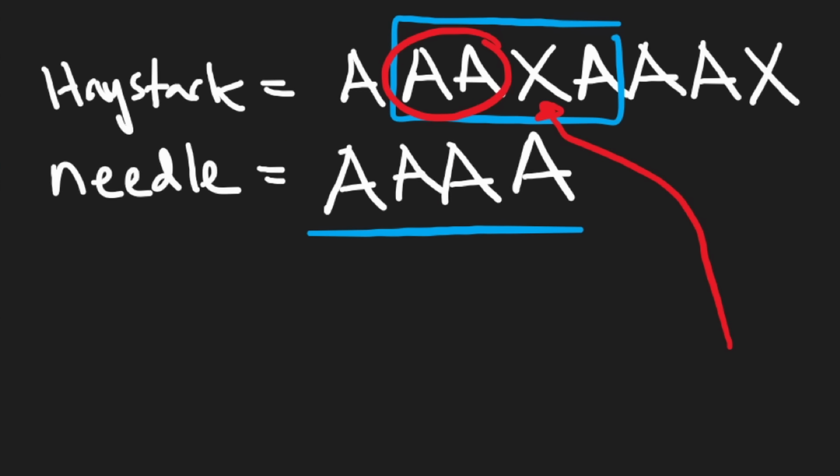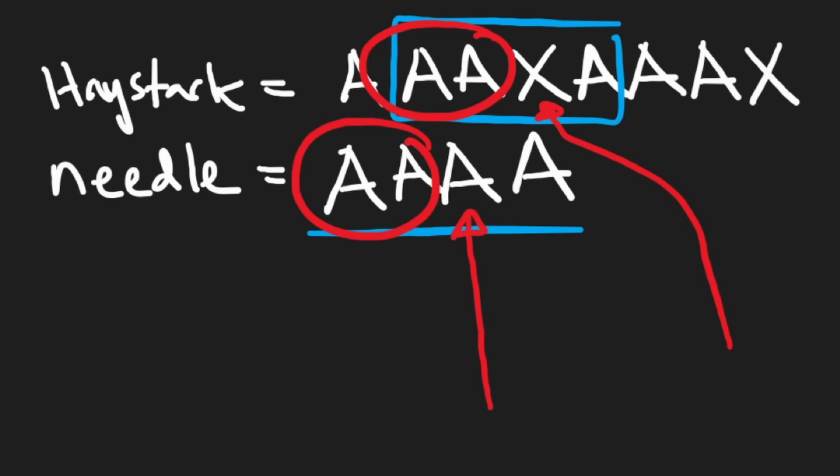In reality, our pointer in the haystack should still be at the X character where we left off, where we found the mismatch. And our pointer in the needle should be over here because the first two already match this. Can we somehow intelligently not have to do this repeated work again? And yes, there's a way. That's what the KMP algorithm's all about.